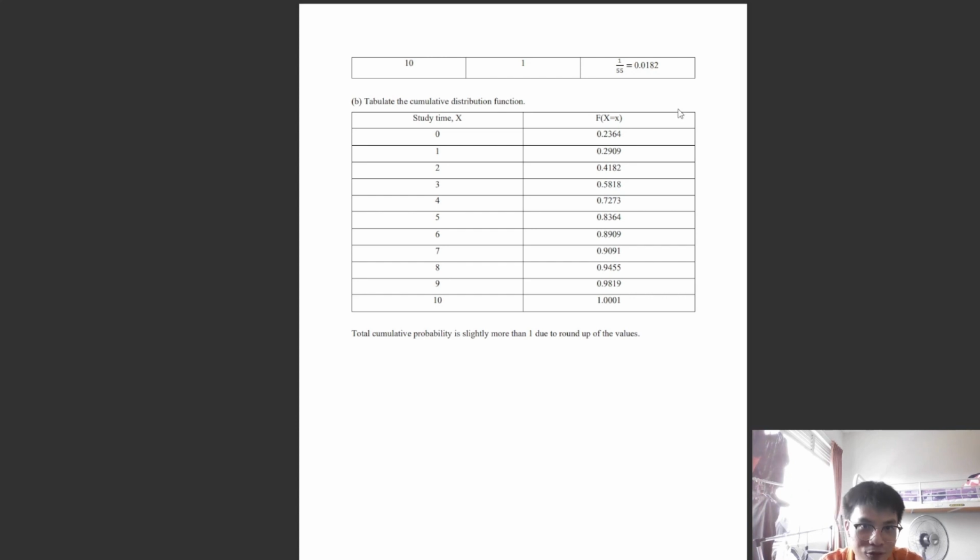Next, to tabulate the cumulative distribution function, F0 equal to 0.2364, F1 equal to 0.2909, F2 equal to 0.4182, F3 equal to 0.5818, F4 equal to 0.7273, F5 equal to 0.8364, F6 equal to 0.8909, F7 equal to 0.9091, F8 equal to 0.9455, F9 equal to 0.9819, and F10 equal to 1.0001. So the total cumulative probability is slightly higher, more than 1, due to the round off of the values.